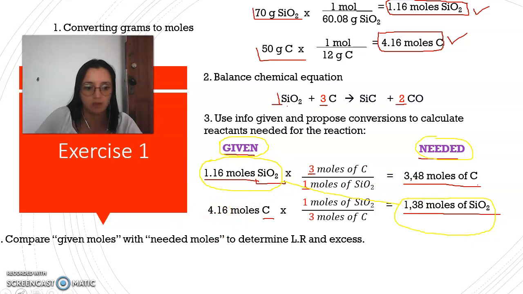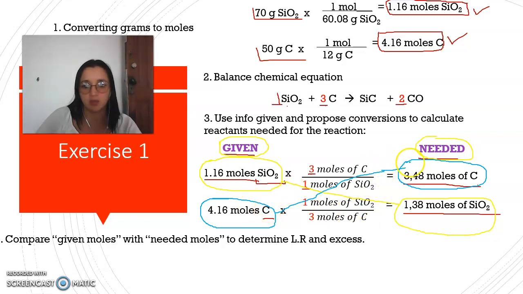Let's check the other one. For carbon, we have 4.16. That's what the problem is giving me. And I need 3.48. If you notice, I have 4.16, I need 3.48. I have more than I need. And in this one was the other way around. I have 1.16 and I need 1.38. I don't have enough. Okay? That's how we interpret those results.